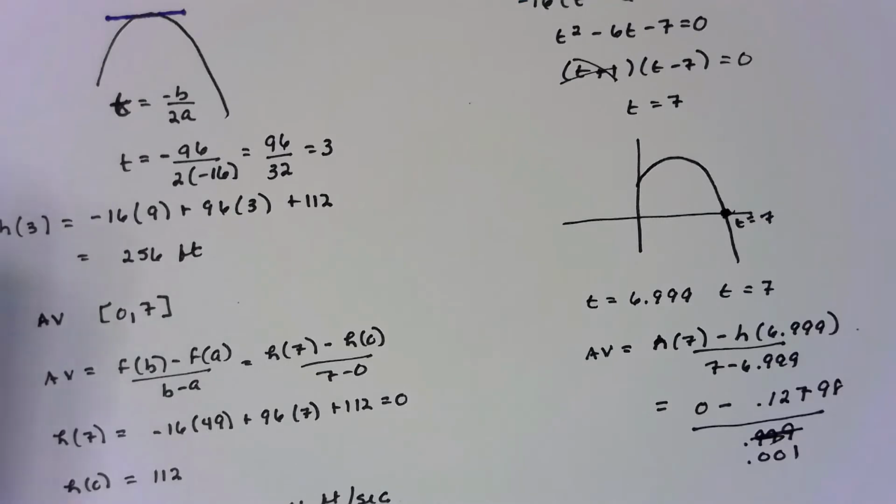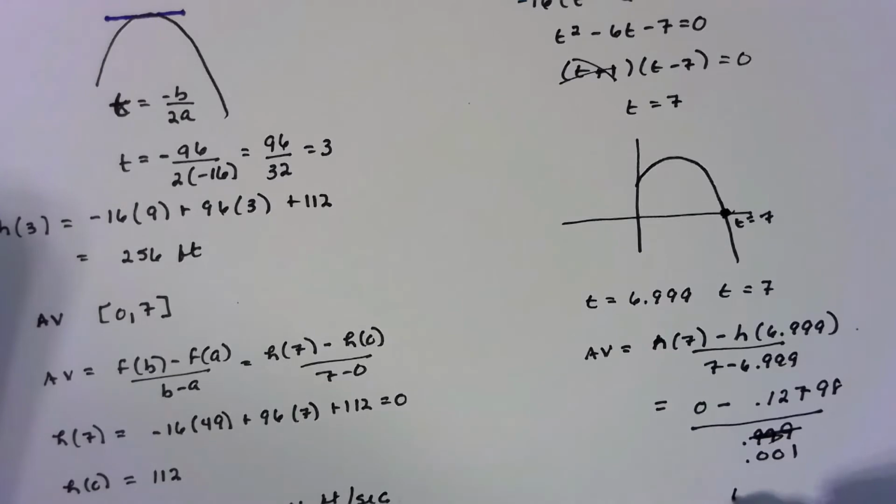Alright, sorry about that. All this means is I move my decimal up here 3 places, right? So what I end up with is 127.9, so I'm going to call it negative 128 feet per second. And guess what? That's what it says on the answer key.